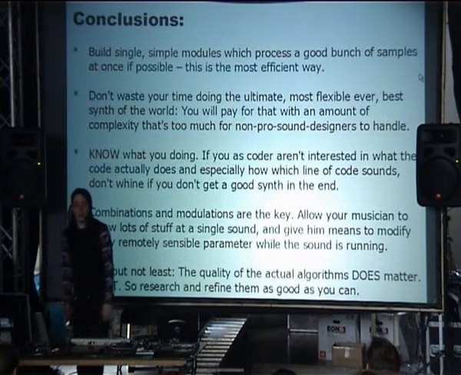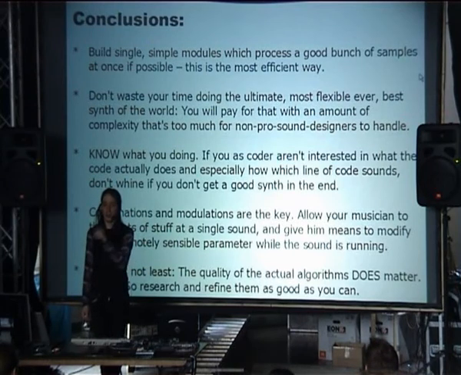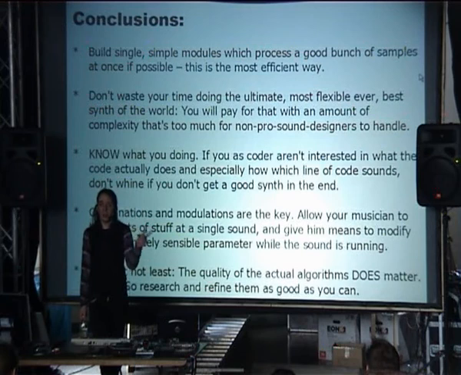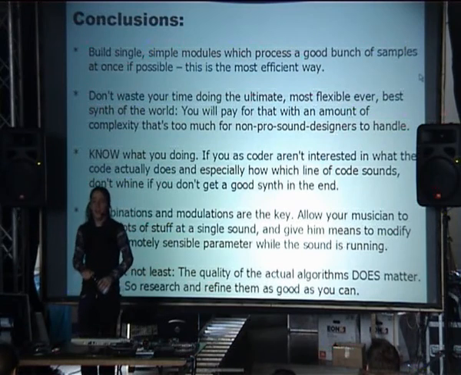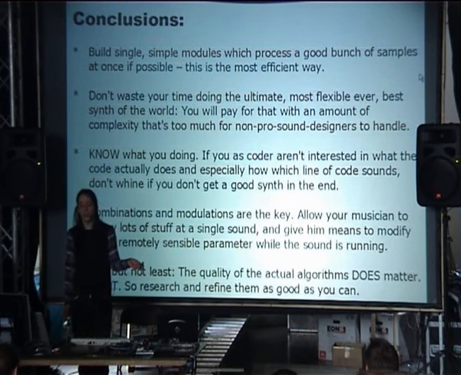So, conclusions. We need single, simple modules doing simple algorithms, which process a good bunch of samples together and pass complete buffers off to each other. Of course, there are effects which work sample by sample, so those you have to calculate sample by sample. But for example, in the V2, everything I've coded processes whole buffers instead of single samples, which is really better simply because of the CPU code and data cache.